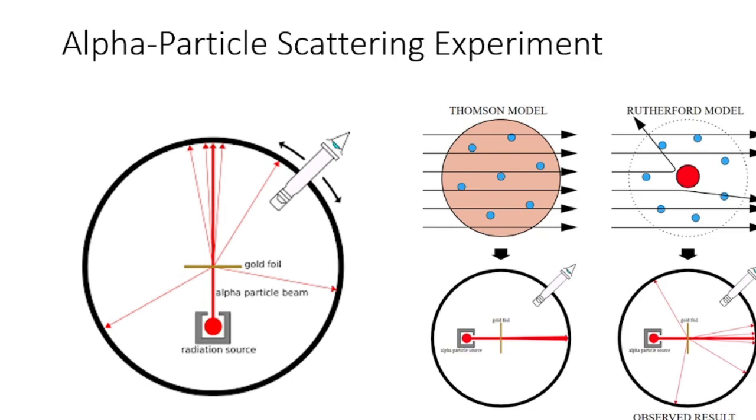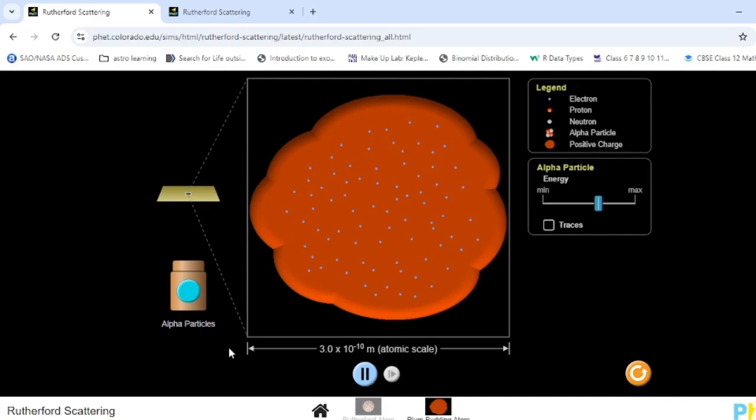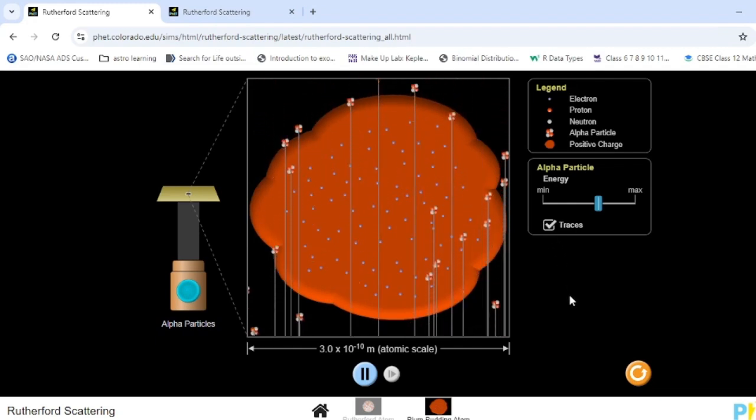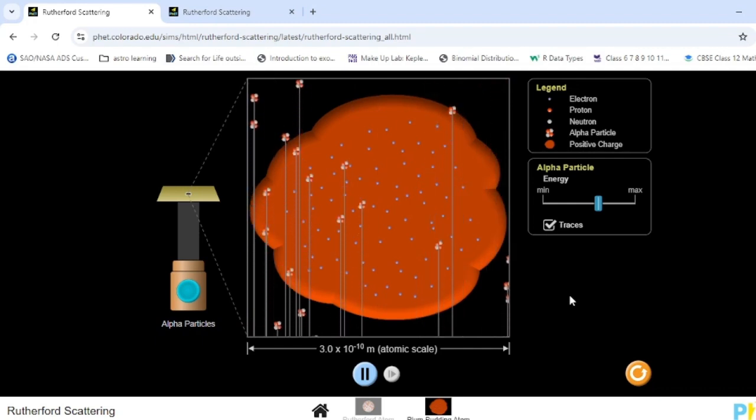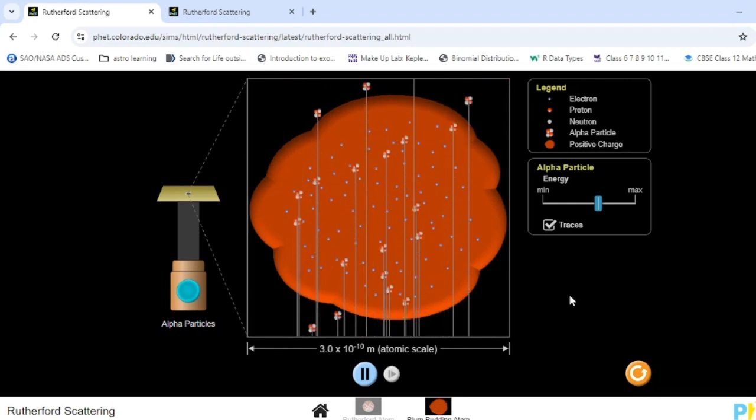the atom. If we look at a visual of this experiment, assume that this is the atom where the blue dots are the positively charged particles. When the alpha particles are streamed towards these positively charged particles, this was the expectation, because based on J.J. Thomson's atomic model, when we trace the tracks of the alpha particles, they should always be in a straight line, as seen in this particular video.